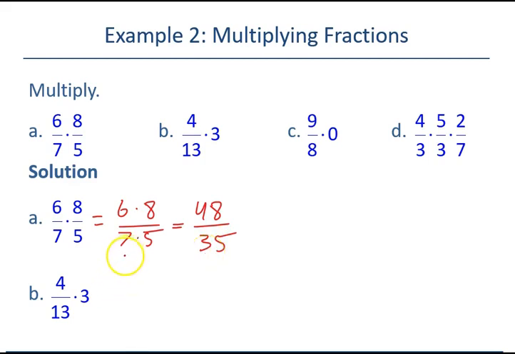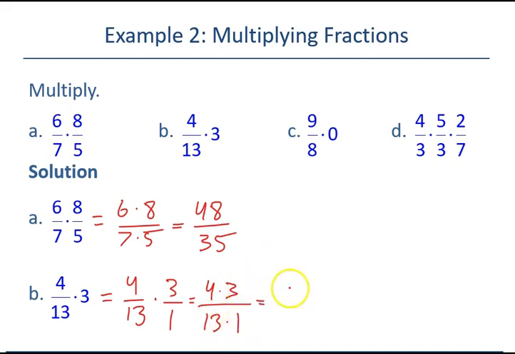Okay, continuing on. Notice we've got 4/13 times 3. Well, 3 can be written as 3/1, which will give us 4 times 3 and 13 times 1. That's just going to turn into 4 times 3 is 12 and 13 times 1 is 13.